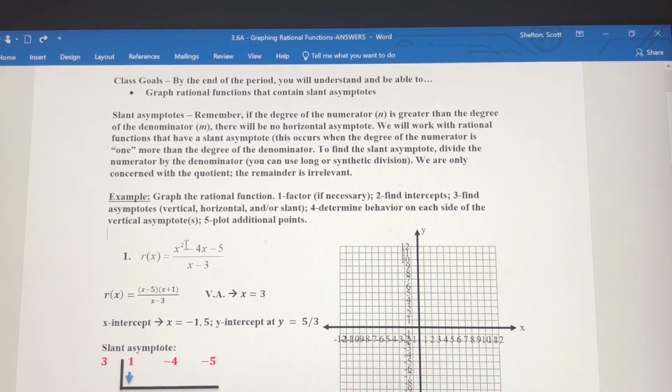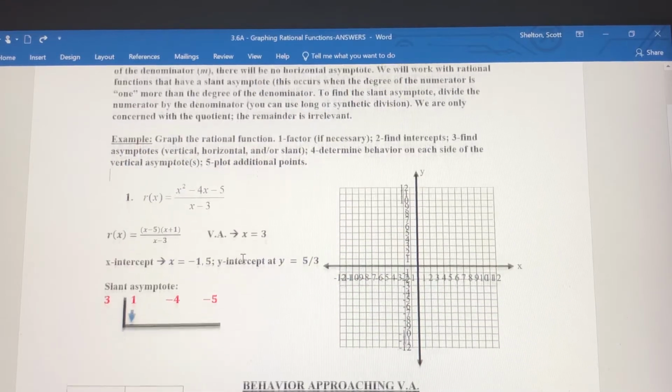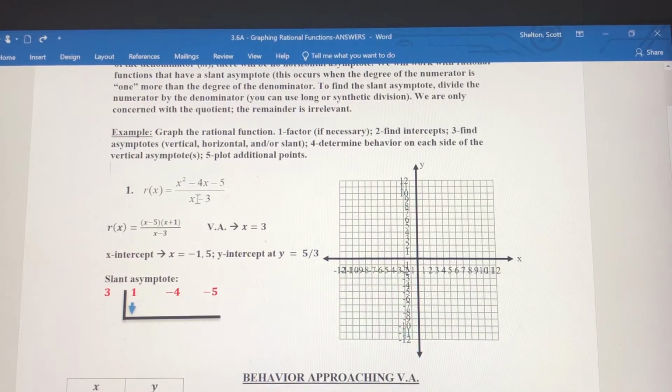Now, remember, degree of the numerator is 2, degree of the denominator is 1. That's 1 more than the denominator, so we are going to have a slant asymptote. Now, because my denominator is a linear piece here with a leading coefficient of 1, I can use synthetic division. That's easier, quicker than doing long division, okay? So the value here that makes this 0 is 3, so that goes out front. And then the coefficient of x squared is 1, coefficient of x is -4, and the constant is -5, okay?